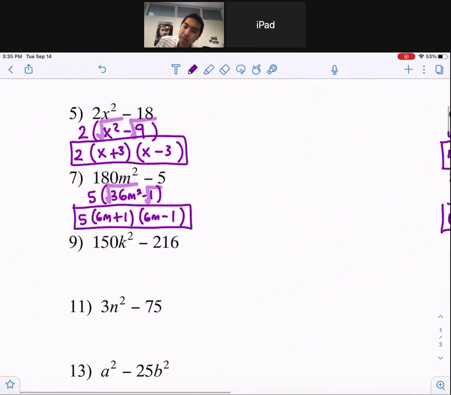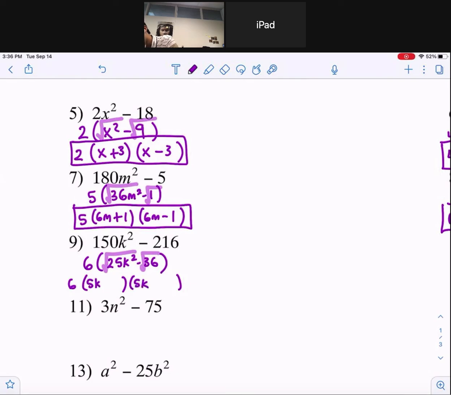Number 9, you can factor out a 6. If you factor out a 6, you're going to get 25k squared minus 36. These are perfect squares, so square root. And our factors are 5k. And square root of 36 is 6. Plus and minus.